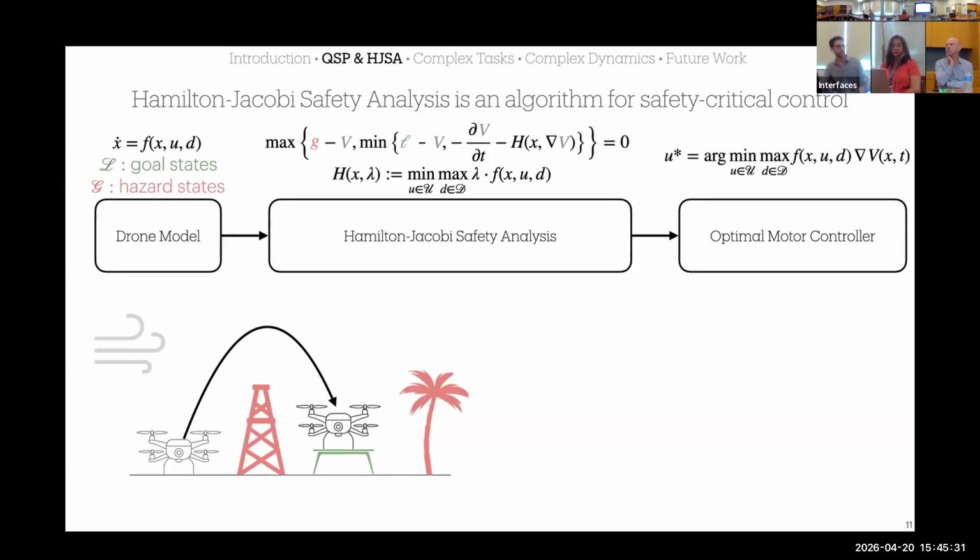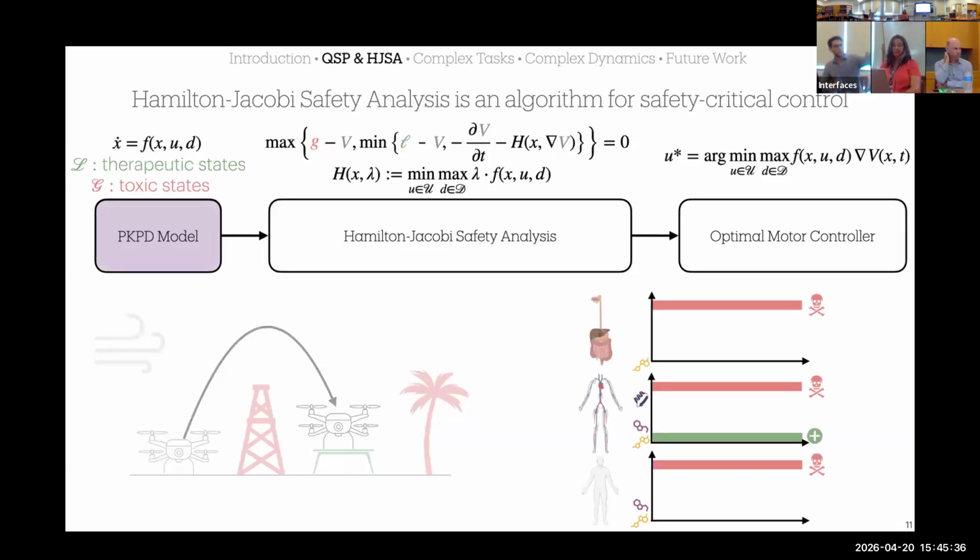So if I were to apply Hamilton-Jacobi safety analysis to my PK/PD model, now I have this 3-compartment PK/PD model. Instead of having goal states and obstacle states, I have therapeutic states, so states of the phosphorylated protein I want to reach, and also toxic states, so states in each compartment that I really don't want to get to due to overdose risk. And now if I solve that same partial differential equation, so again, the math doesn't change at all, I get, instead of the optimal motor control, the optimal dosing regimen. So it tells me how much of each drug to supply to each compartment at each time in order to reach the therapeutic state while avoiding the toxic states.